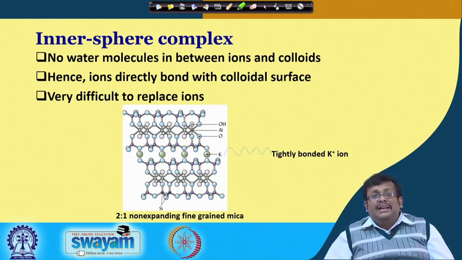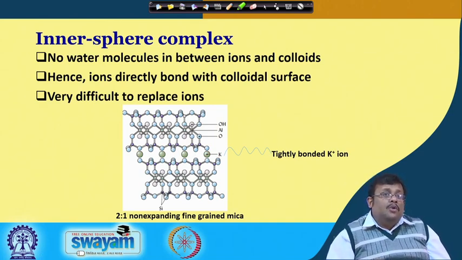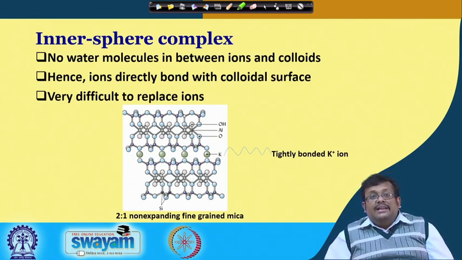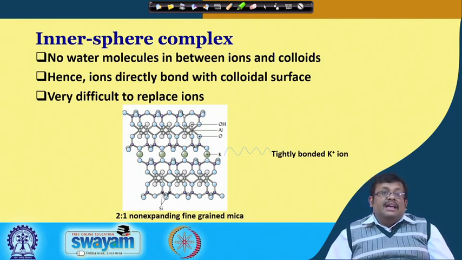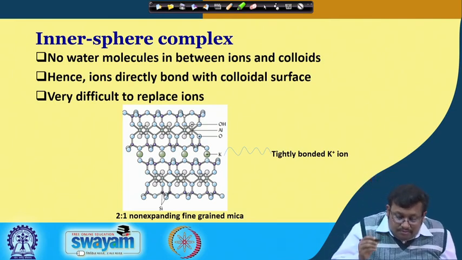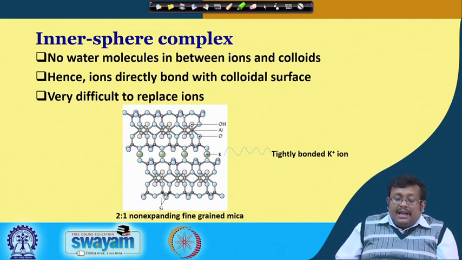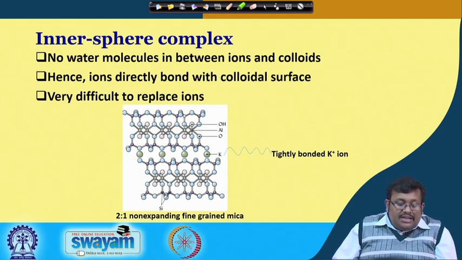What is an inner sphere complex? An inner sphere complex is when there is no water molecule between the ions and colloids, hence the ions are directly bonded with the colloidal surface, and they are very difficult to replace. Here you can see tightly bonded K plus ions. So, these are examples of inner sphere complex.